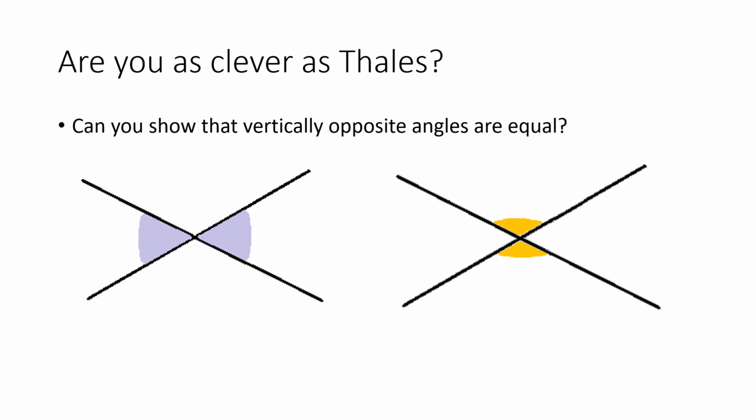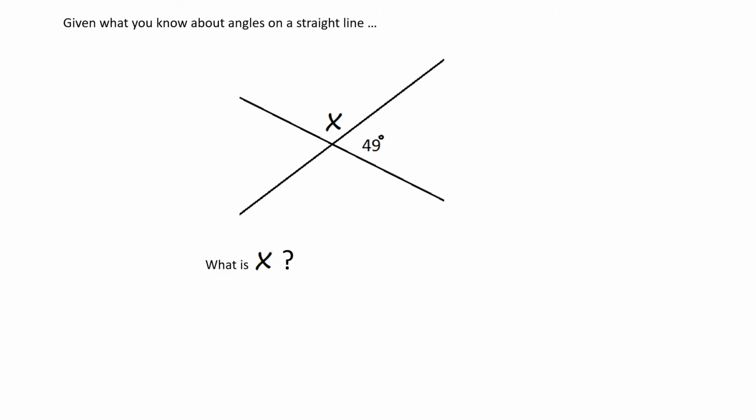One result which you're probably already familiar with is that vertically opposite angles are equal. And this was first shown to be true by Thales. Now, given that the angles on a straight line add up to 180, we can prove as follows. If we're given something like this, we can find x as follows. To find x, we take 180 and then subtract 49, which gives us 131. Now if we label the other angle y, then this will be given by 180 subtract x. In other words, 180 take 131, which gives us 49, which is the same as the original angle.